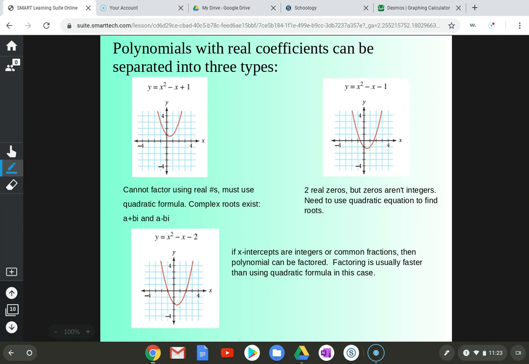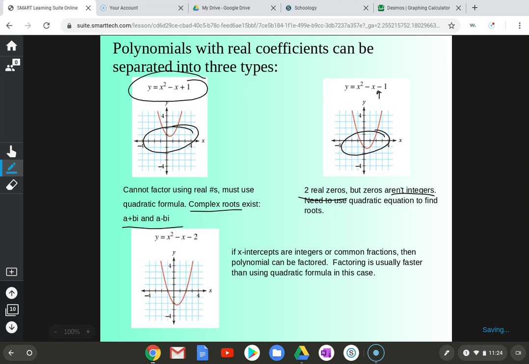All right, just a little review of quadratics. If you have real coefficients, that doesn't mean you have to have real roots. So for example, x squared minus x plus 1 looks like a nice happy polynomial, but there are no x-intercepts at all. All of the roots are complex. Here, very similar. The only thing that changed was a negative, and now we have 2 real roots. Again, they don't have to be integers, that's okay.